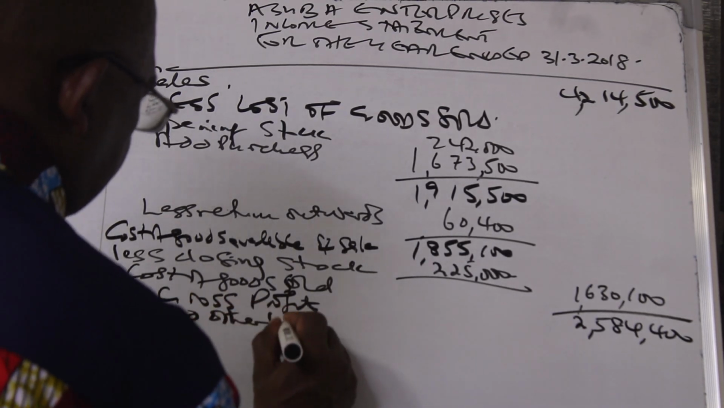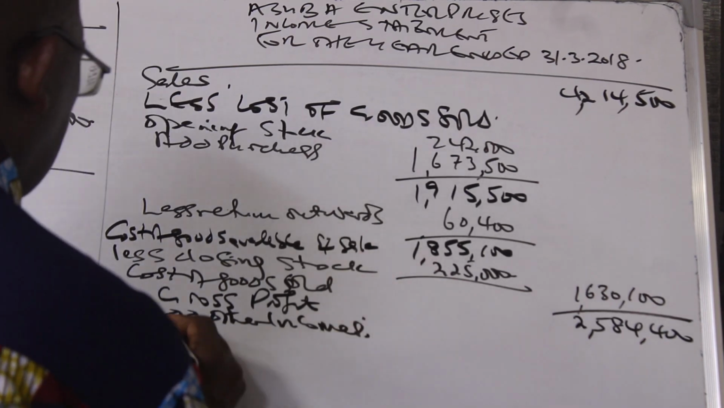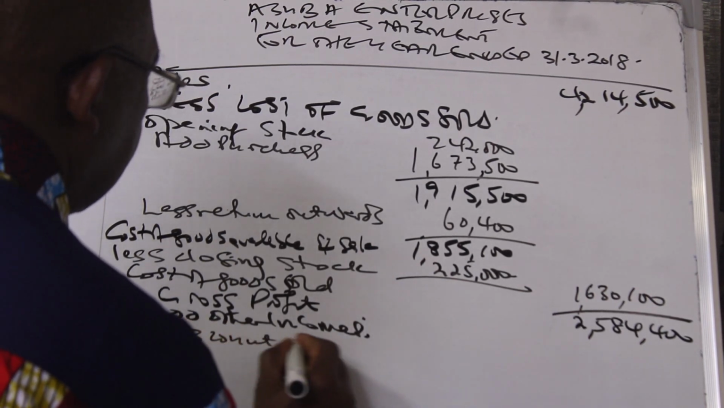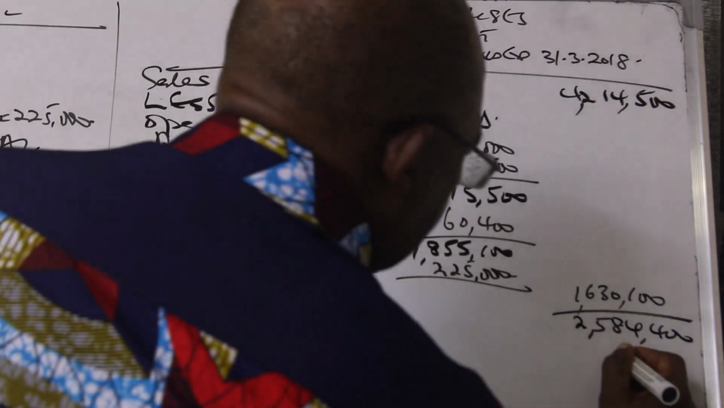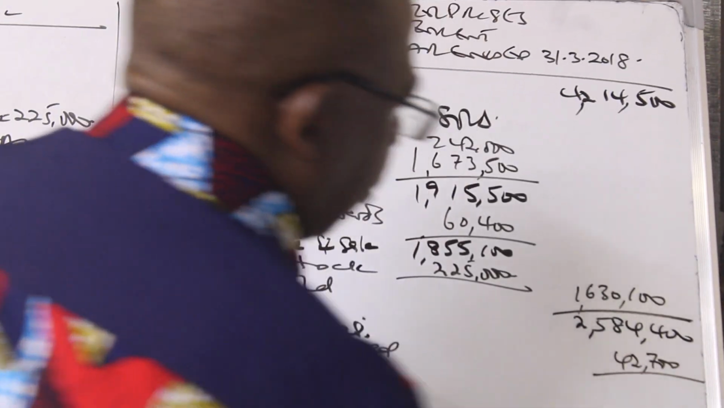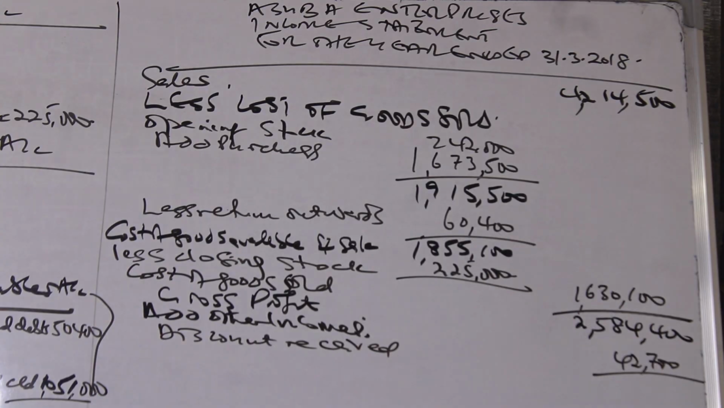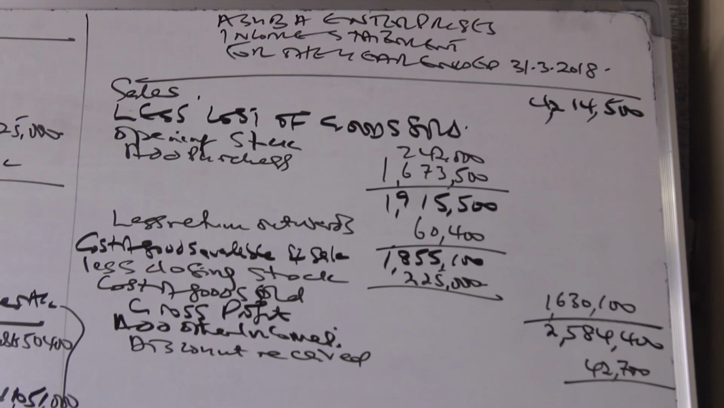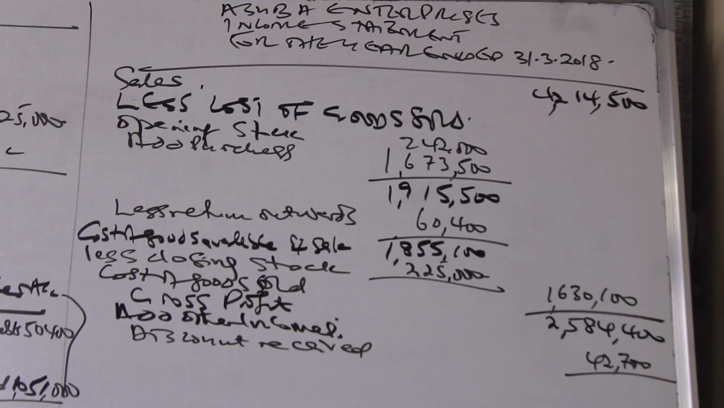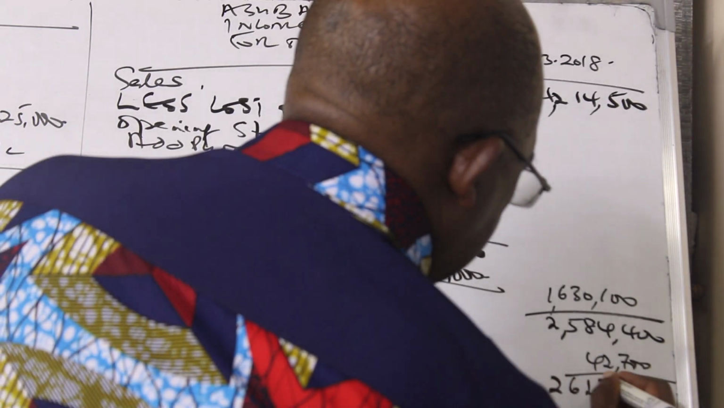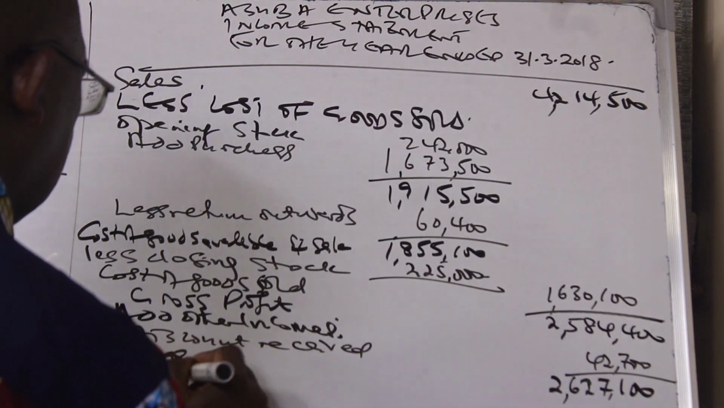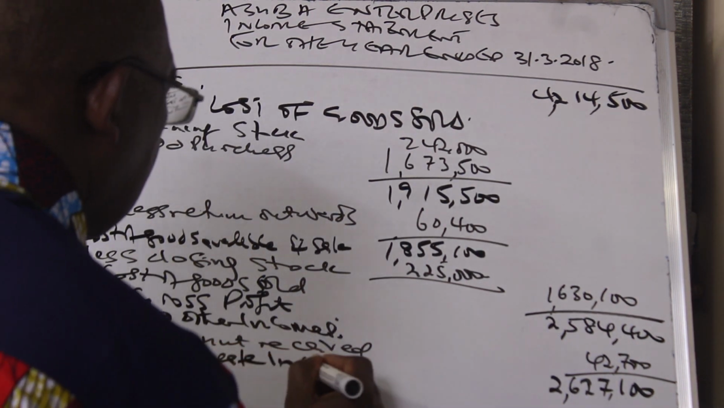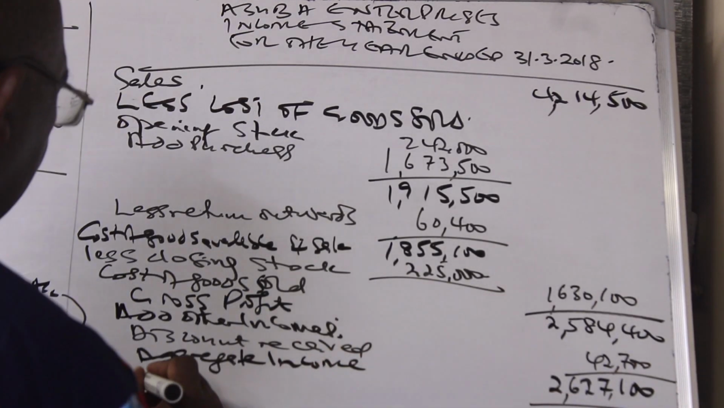Always remember the format. So we have discount received, amounting to 42,700. 2,584,400 plus 42,700, we get a figure of 2,627,100. That is aggregate income. Then we say less expenses.